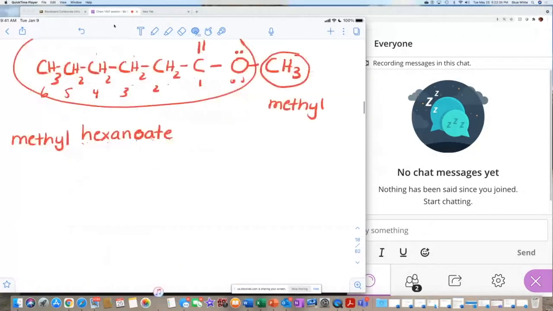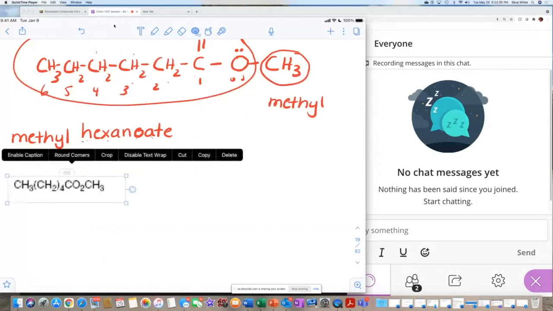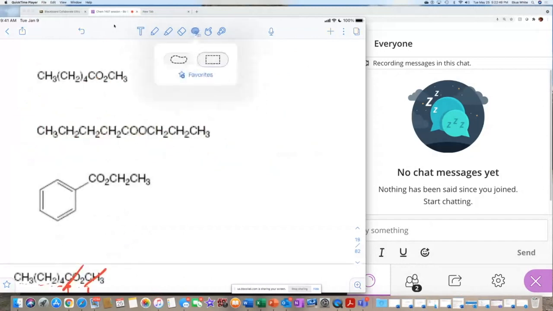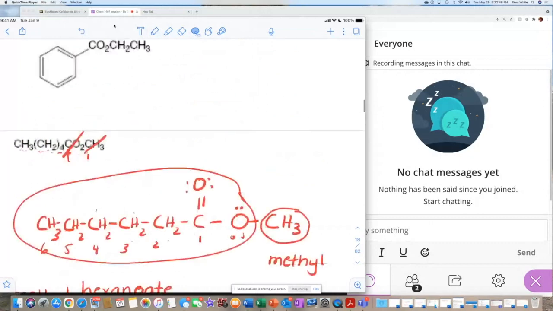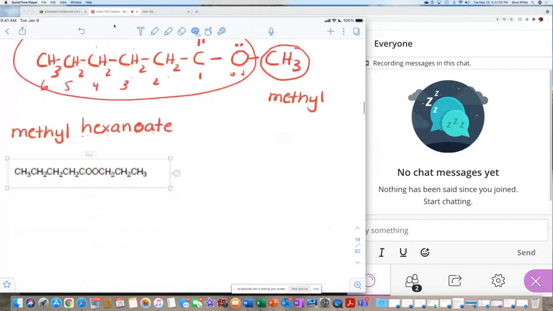Okay. Okay, paste image. Oh, come on. They copied the same one. I don't know what the deal is with these. Hold on. Copy, paste image. Okay, did it right this time.